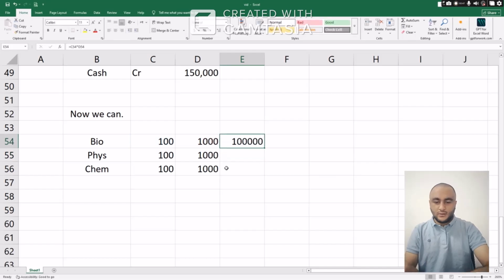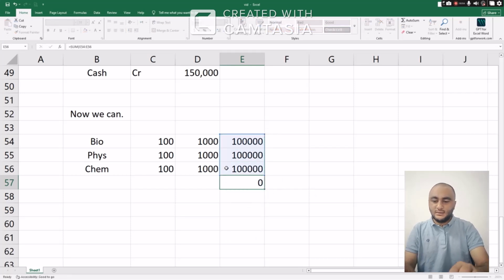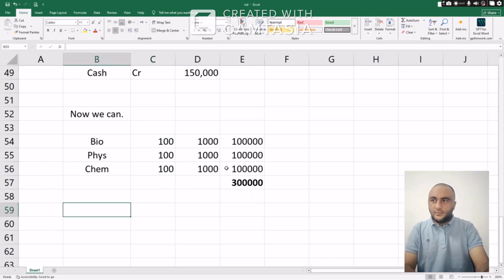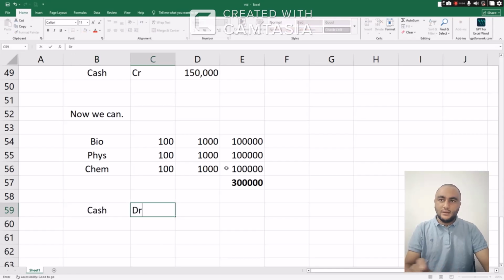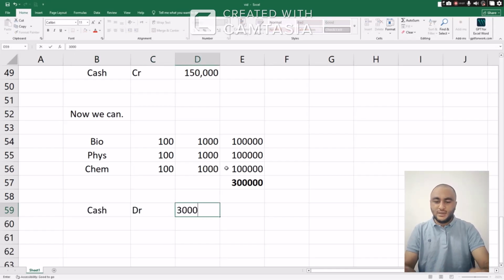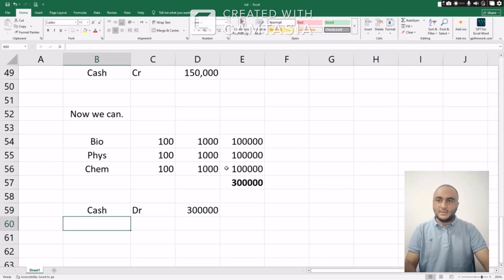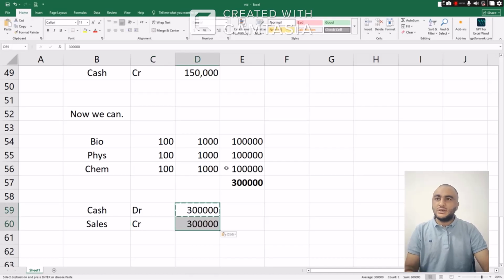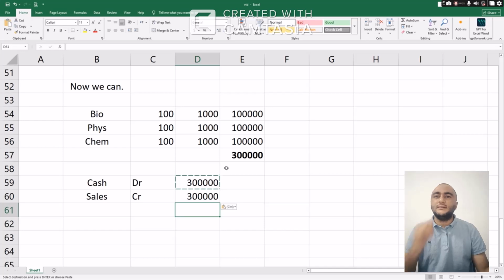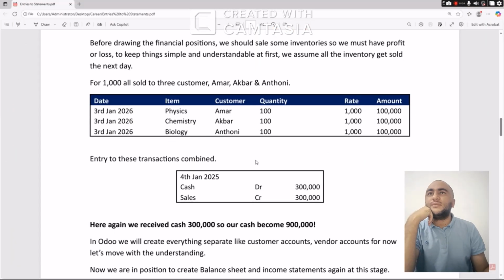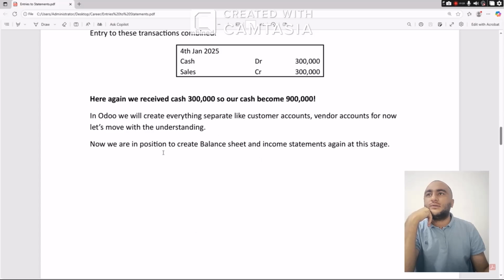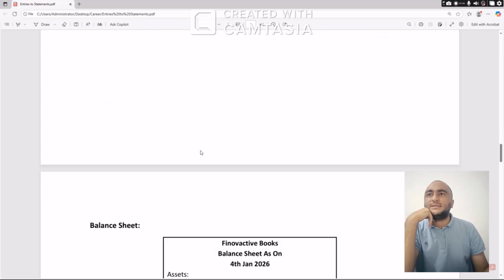So in total 300,000. For this, cash should be debited for the first time as we make a sale, 300,000, and sales will be credited with the same amount. Now we can draw our financial statements, as I have attached this article. You can also look at this to understand better. So here we can see our financial statements.